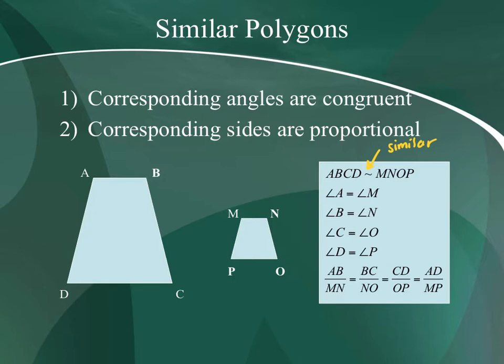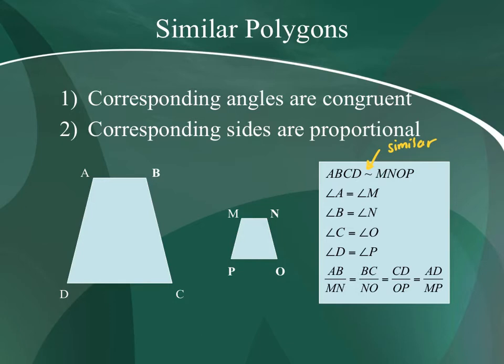So these are not exactly the same. It's like a little mini-me version of it, okay? It's a model or a scaled version of your polygon. So the angles will be the same, but the sides will be proportional. If one pair of sides is double, then it's all double.